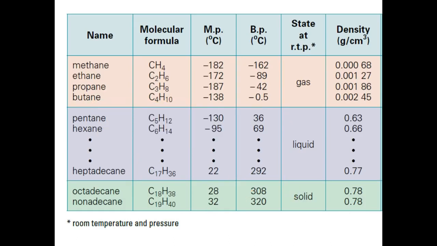Next point, density. If you notice one thing here, density actually increases almost exponentially from 0.00068 to 0.78. That is like a 1,000-fold increase. Why is that so? It's because if you remember the equation for density, density is mass over volume. The volume decreases drastically from gas to a solid.